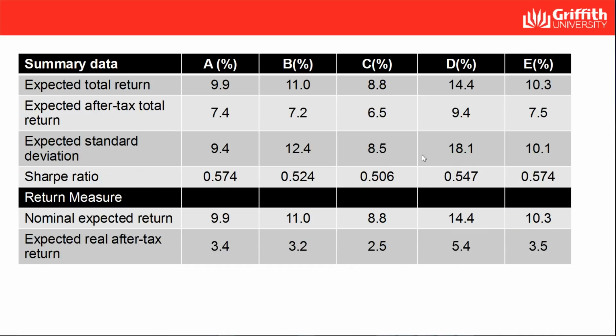Over this page we have a summary of that data. So for portfolio A, we have a total expected return of 9.9%, an expected after-tax total return of 7.4%, an expected standard deviation of 9.4%, a Sharpe ratio of 0.574, which is a measure commonly used to describe the performance of portfolios, a nominal expected return of 9.9%, and an expected real after-tax return of 3.4%.